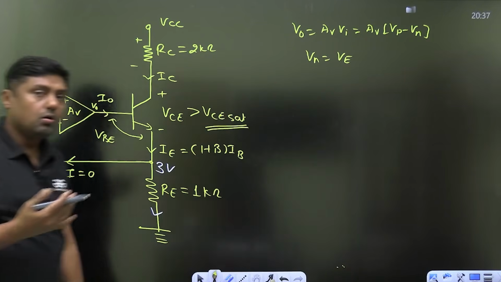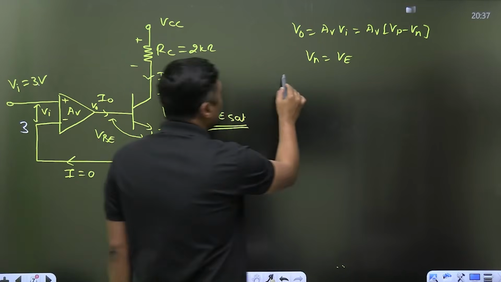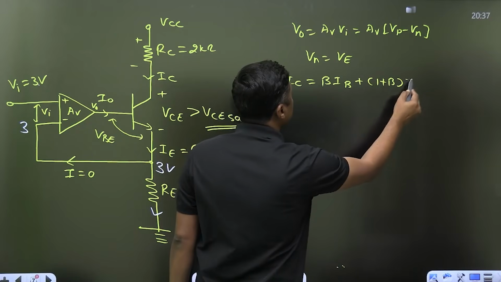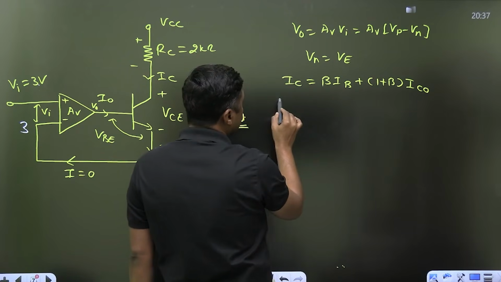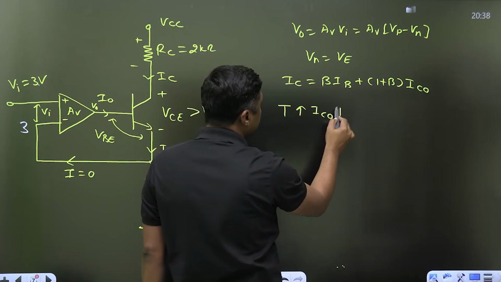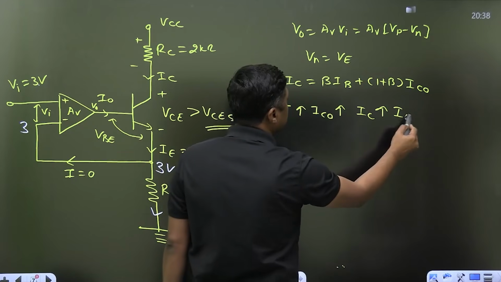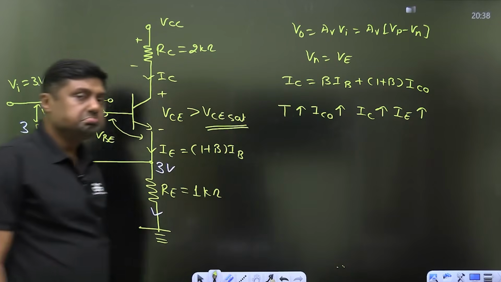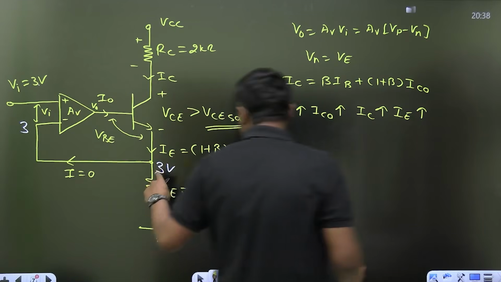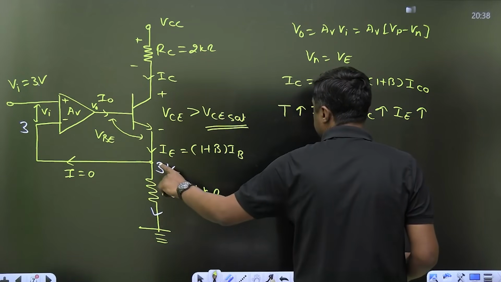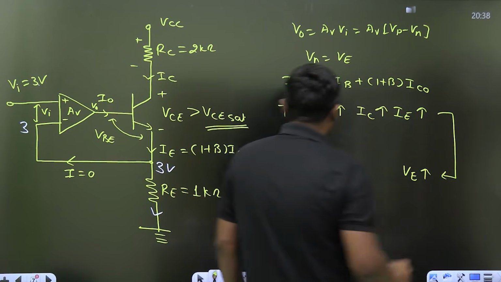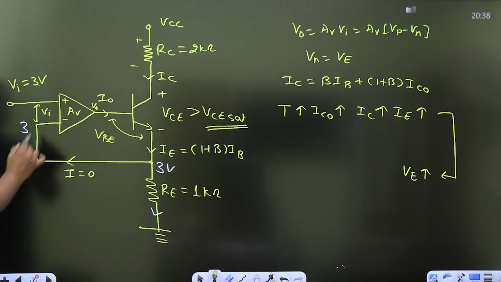Okay. Now, suppose the temperature increases, because IC is equal to beta IB plus 1 plus beta times ICO. Right? So when the temperature increases, ICO increases, IC increases, and that's why IE increases. That is the circuit is unstable. But when the IE increases, the drop across this resistor will increase. Means this voltage VE will increase. When the VE will increase, VN will increase, because VN is connected here.